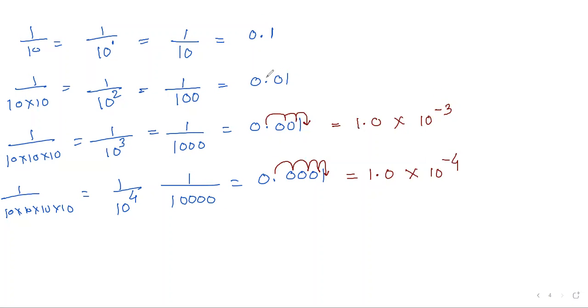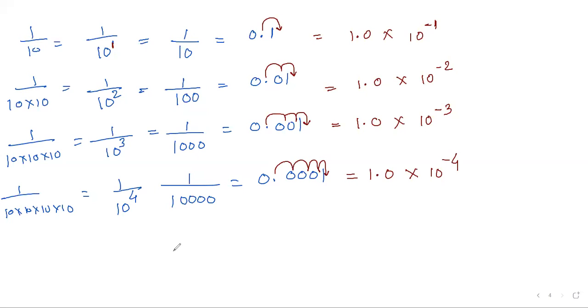This is shifting how many places? 2. So what will be the number? 1.0 into 10 raised to minus 2. And this is shifting how many places? 1. So 1.0 into 10 raised to minus 1. Yes or no, children? Yes.